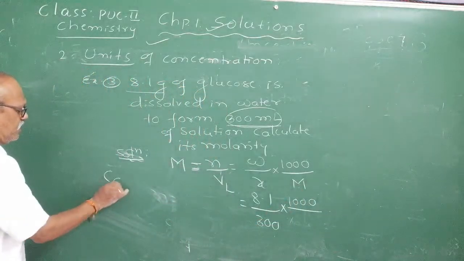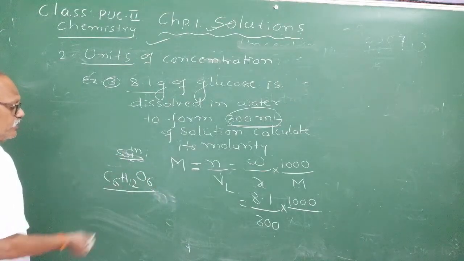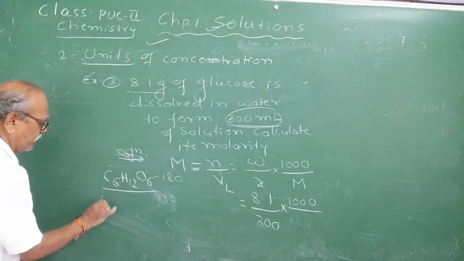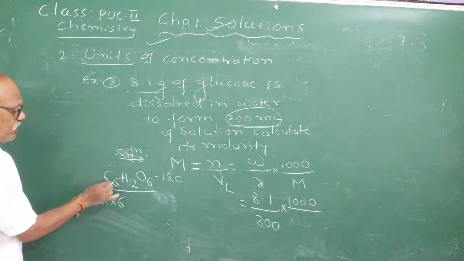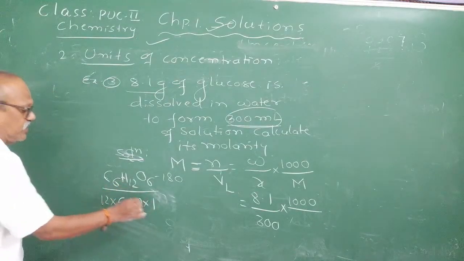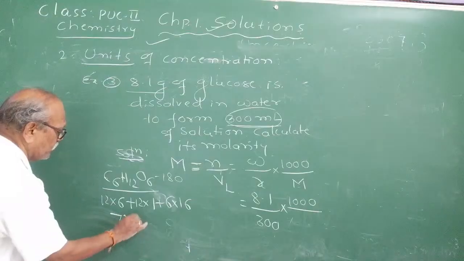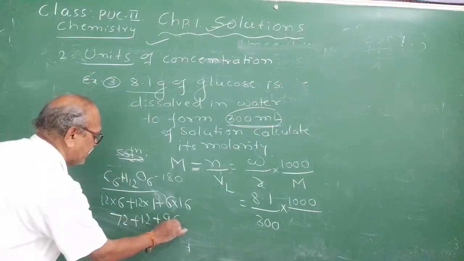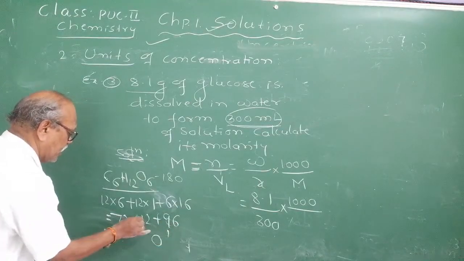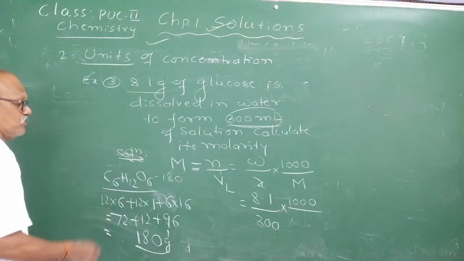Glucose has the formula C6H12O6. Sometimes they will give the molecular weight, sometimes they may not. You have to calculate it. If you calculate it, you will get 180. How? That is 12 into 6, because the atomic mass of carbon is 12. Plus 12 into 1, since the atomic mass of hydrogen is 1, plus 6 into 16. 12 6s are 72, plus 12 1s are 12, plus 16 6s are 96. Adding gives 180. Therefore, the gram molecular weight of glucose is 180.